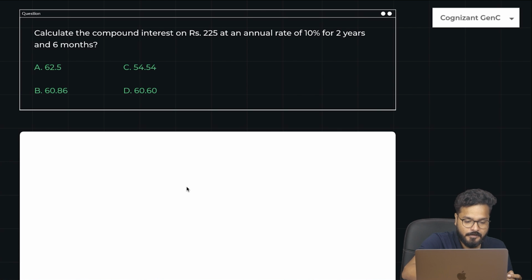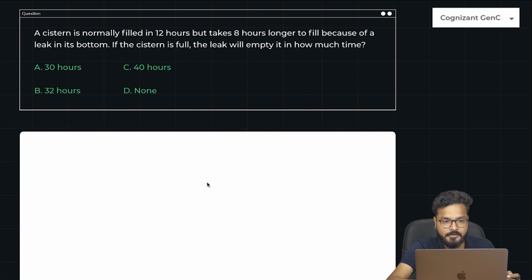All right, guys. So let's move on to another problem from here. It says a cistern is normally filled in 12 hours but takes 8 hours longer to fill because of a leak in its bottom. If the cistern is full, the leak will empty it in how much time? Pause the video here, guys, and start solving this on your own.